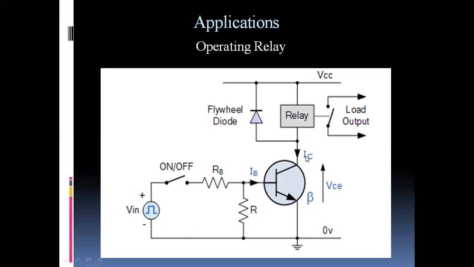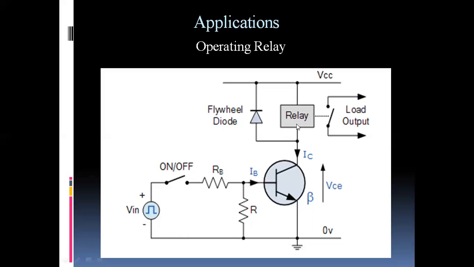The relay is not operating. Whenever the collector current is 0, the current flowing through the coil of the relay is again 0. Whenever we apply the input signal, IB flows, and because of the flow of IB we get the maximum current IC flowing in the circuit. This gives the presence of current in the coil, and because of that the relay gets energized.